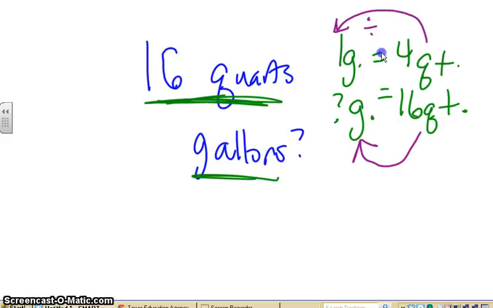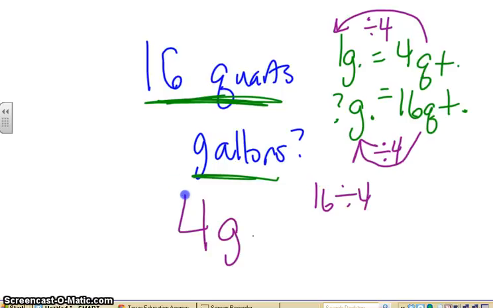So I know that 4 divided by 4 equals 1 because a number divided by itself always equals 1. So if I do it to the top, I have to do it to the bottom. So I divide by 4 down here. So I've got to do 16 divided by 4, which is 4 gallons. So using our mathematics chart and using our multiplication and division skills and lining our numbers up with the correct measurements, we can do this very easily.